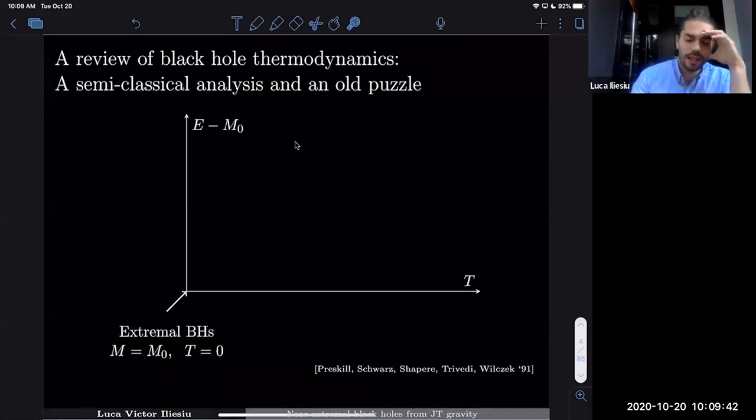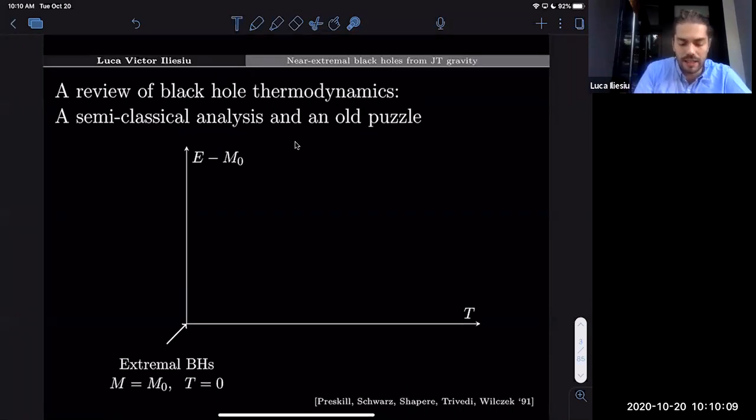Suppose that we want to compute the energy of some near-extremal black hole above extremality. So suppose that we fix, let's say we look at Reissner-Nordström or even Kerr, and we fix the charge of the black hole or angular momentum. We take the extremal state, which has 0 temperature, and start raising the temperature a little bit. How does the energy scale with the temperature in this system where the charge is fixed?